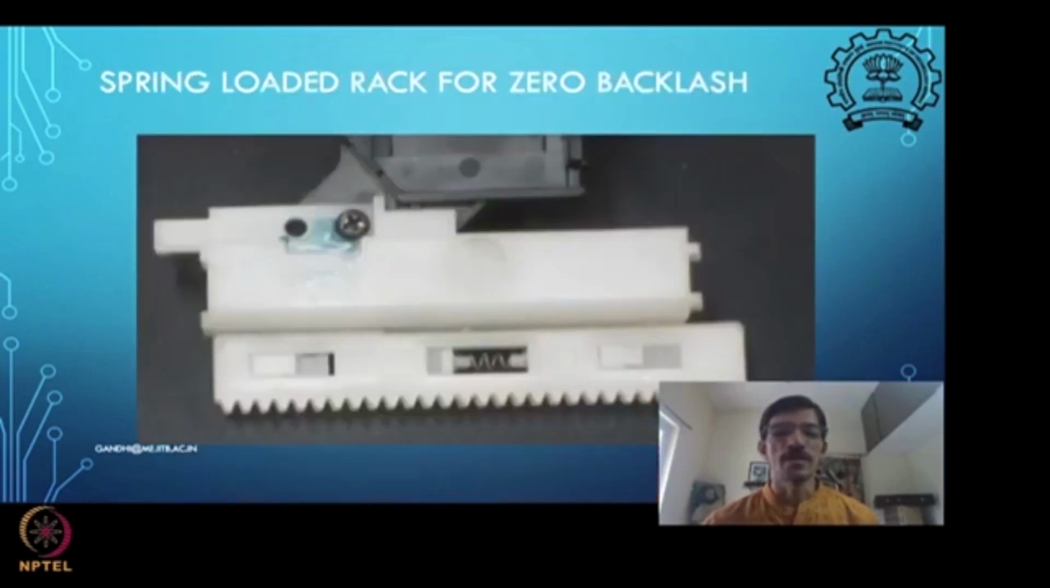So this is a little larger view of the same thing. You can see the spring very clearly here, and then there is a top and bottom rack, and the top rack is moving with respect to the bottom rack in the direction of this laser pointer. I'm pointing in this direction of motion of the rack. They can relatively move with respect to each other.